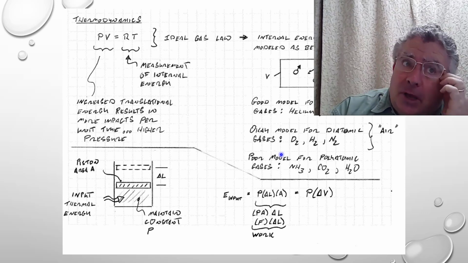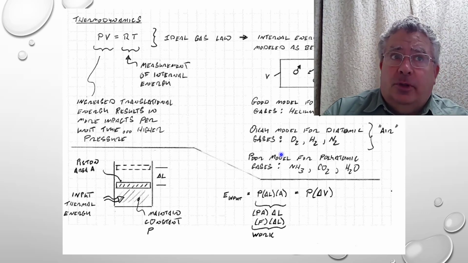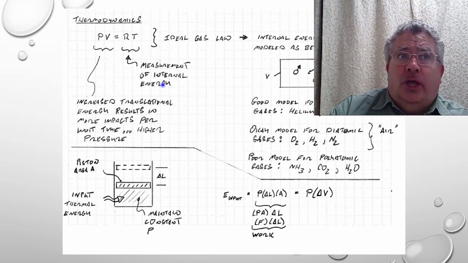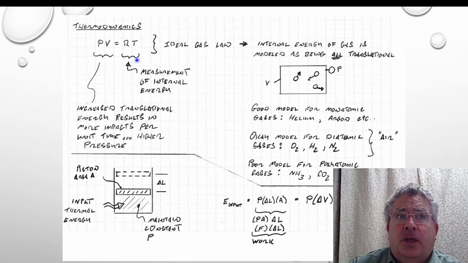Okay, same thing. Now we're getting closer into thermal energy. In thermodynamics, we have PV equals RT, and the increase in translational energy results in more impacts per unit time, so higher pressure. So if I keep the pressure the same but decrease the volume, or if I keep the volume the same and increase the pressure, that's going to cause an increase in the internal energy of the substance.